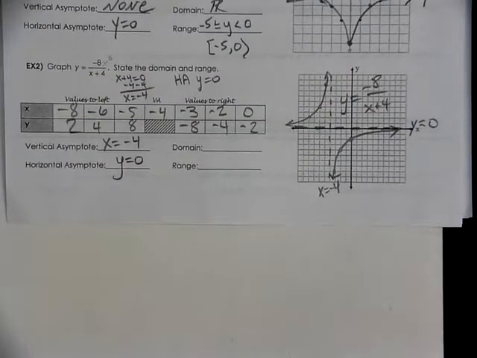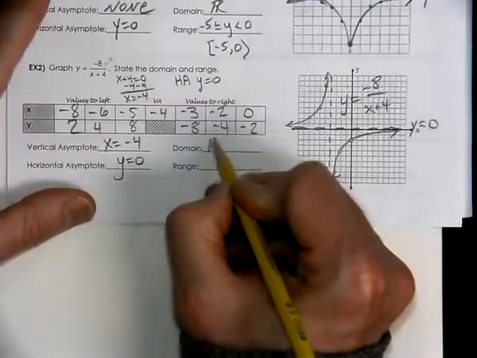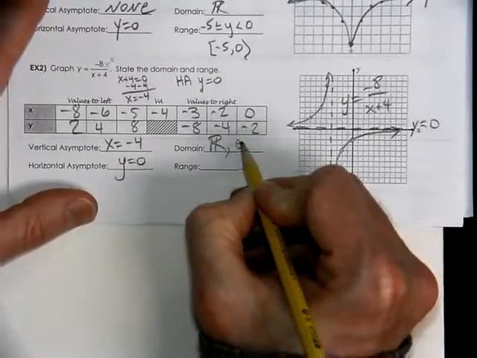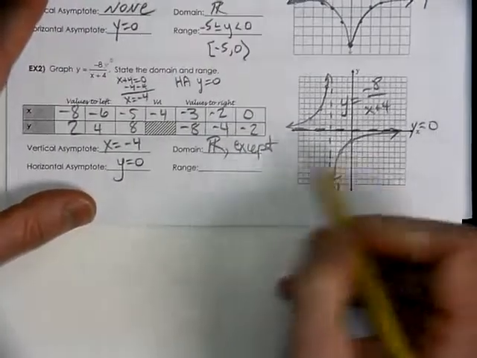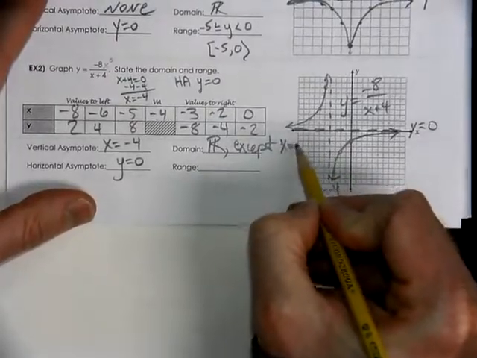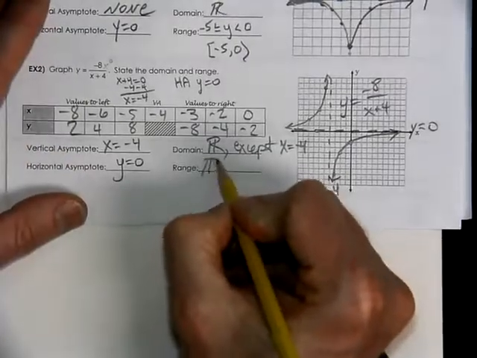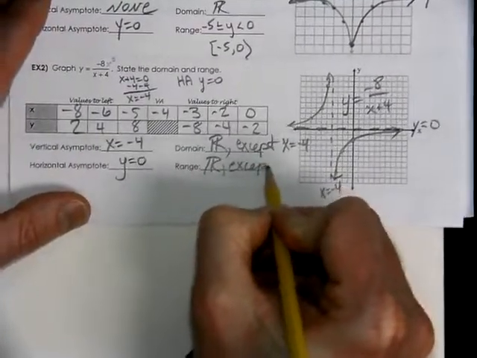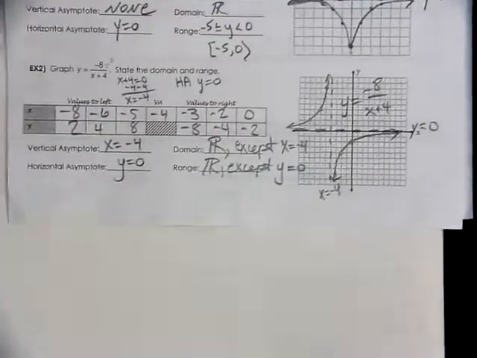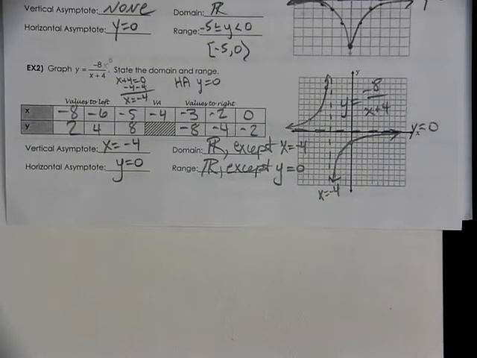So you can see the domain, what x values you're plugging in. Like we said before, all real numbers except where the asymptote is. X equals -4. All real numbers except y equals 0 is the range.